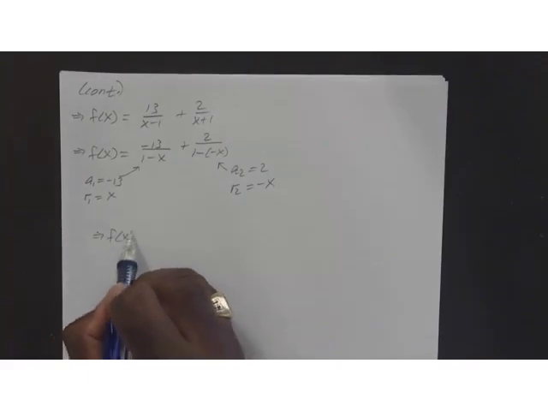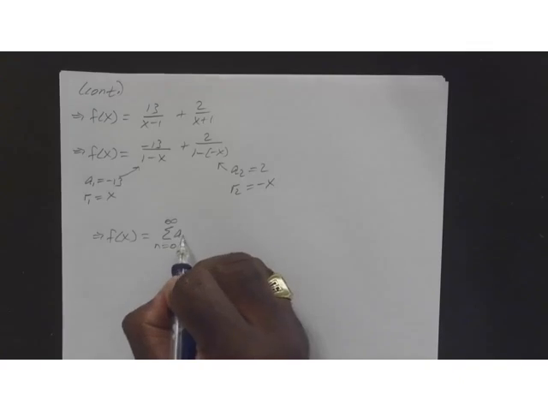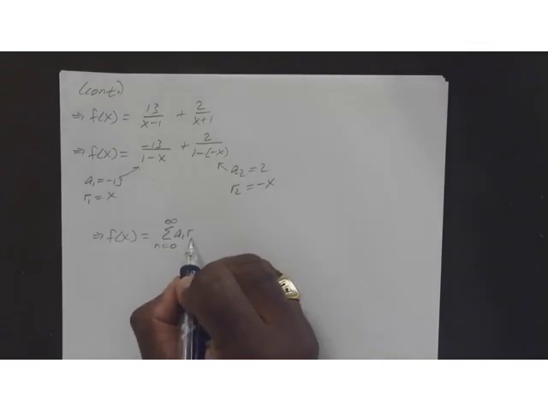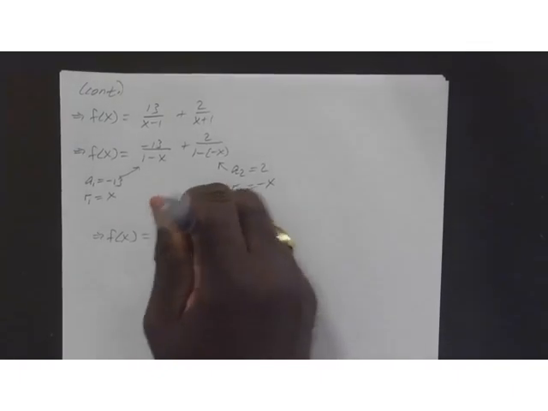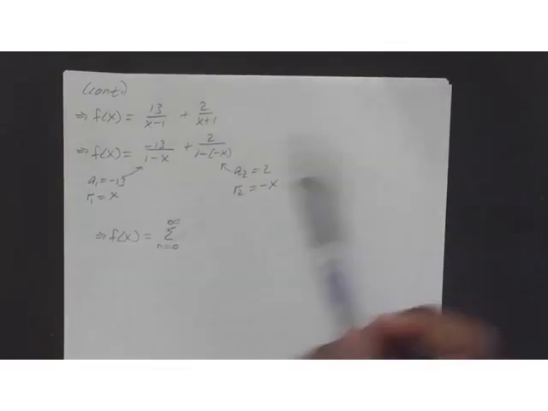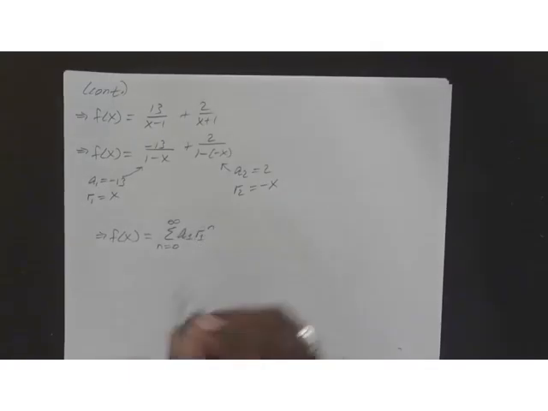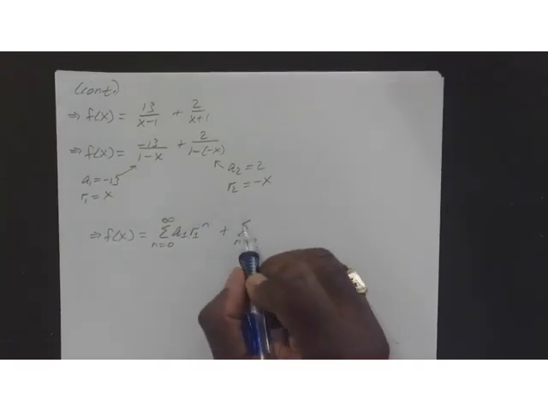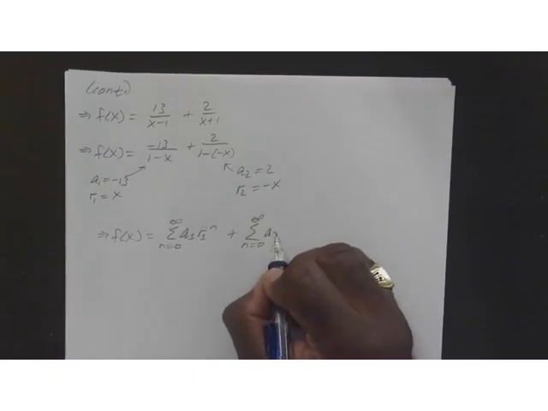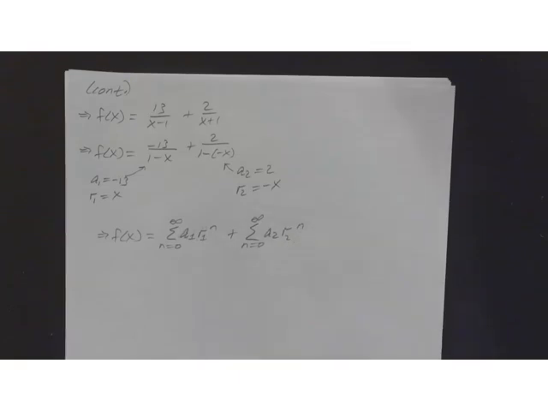So our f of x, we want to rewrite it as the sum from n equals 0 to infinity of a number 1 times r number 1 to the power of n. And make those ones a little clearer, don't want them to look like commas. So a number 1 times r number 1 to the power of n plus the sum from n equals 0 to infinity of a number 2 times r number 2 to the power of n.